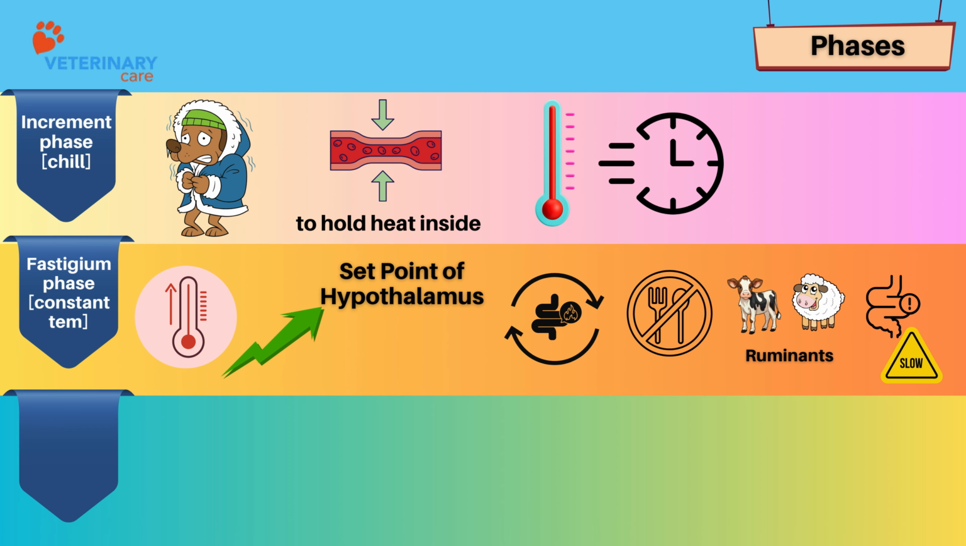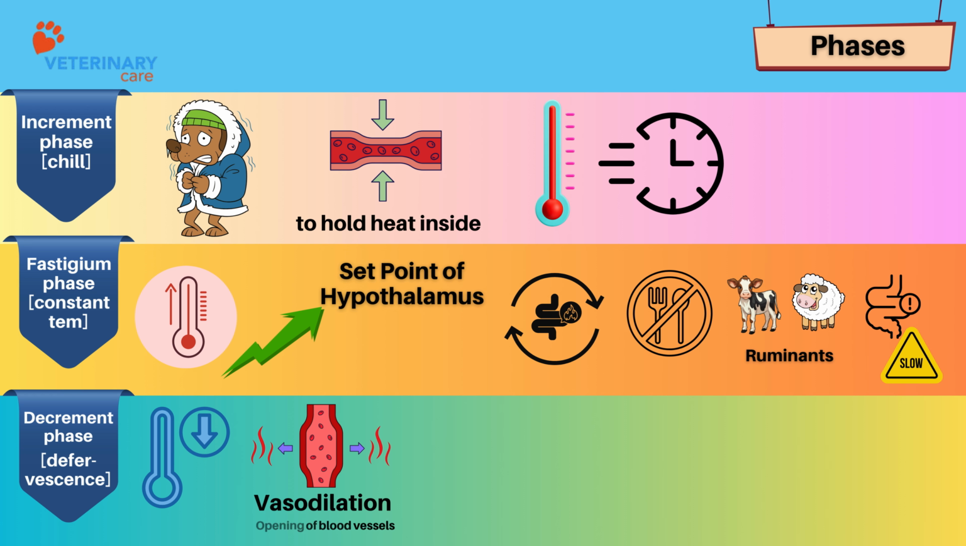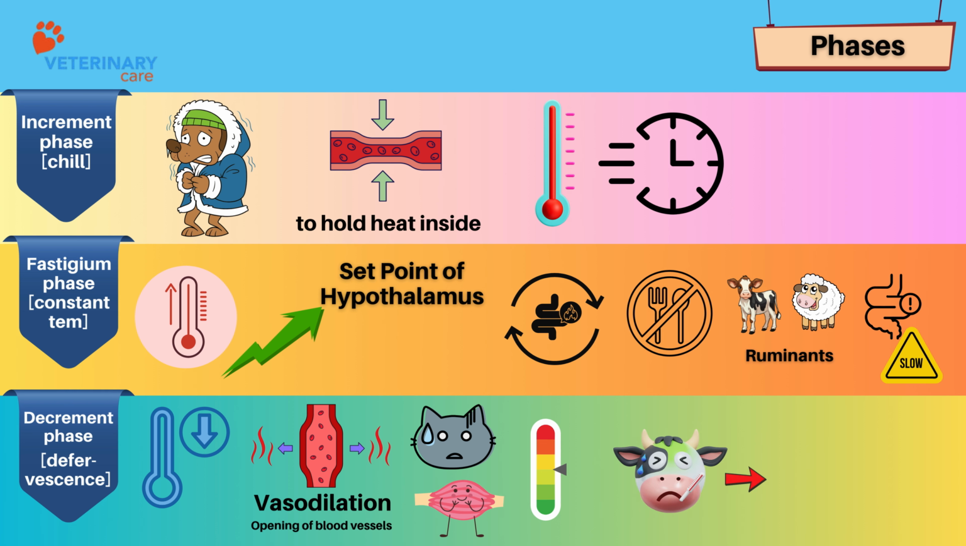Third and last, decrement phase, defervescence, this is the cooling down stage. The body removes heat through vasodilation, opening of blood vessels, sweating, and relaxing muscles. The temperature gradually returns to normal. But in very sick animals, especially with toxemia, toxins in the blood, the temperature can suddenly drop too low, which can be fatal.